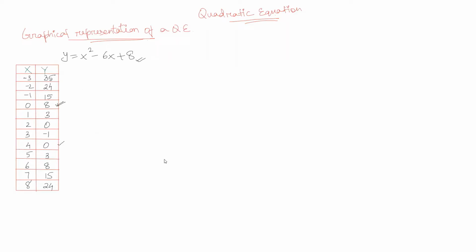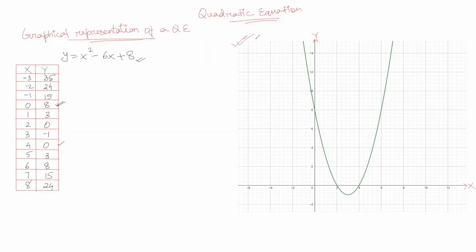Now, if we plot these different values of x and y on the x and y coordinate axes, we get this graph. Let us see why. At x equal to -1, the value of y is 15. So -1 would be somewhere here, and the corresponding value of y, 15, would be somewhere here.